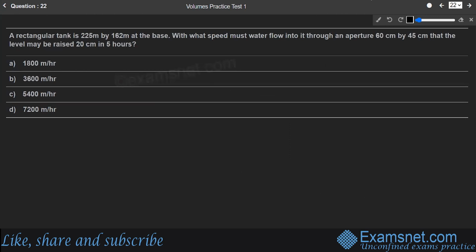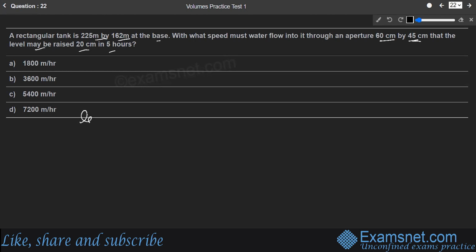Now he says a rectangular tank is 225 meter by 162 meter at the base. With this, what speed must the water flow through an aperture 60 centimeter by 45 centimeter, so that the level may be raised by 20 centimeter in 5 hours? Okay, so all these things are given.